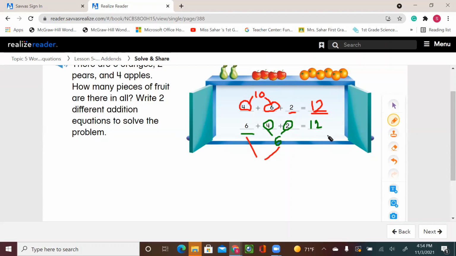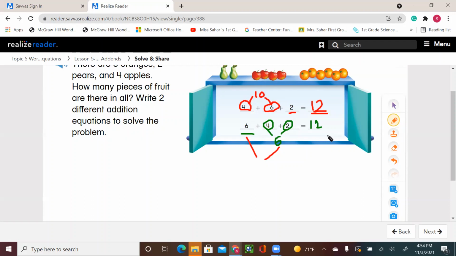So there's different ways, different strategies. You always choose the easiest that makes it easy for you to add. It's always easy if you have 10, but if it's not, try doubles. And if it's not, just add the two numbers that are easy for you to add. And then always mark them, circle them, or put them in a square so you know which two numbers you add and which number is left to be added.